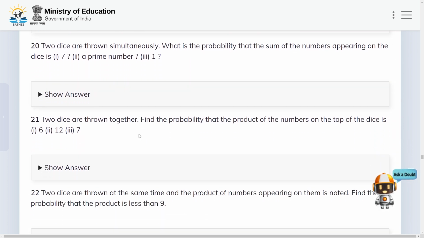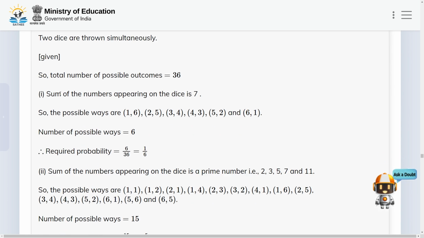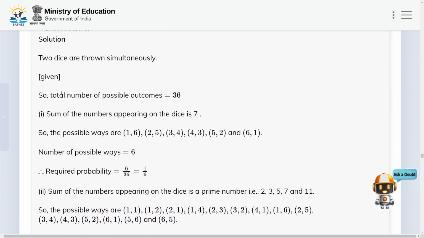So now let us move to the next problem. In the next problem, we have two dice thrown simultaneously, and we ask what is the probability that the sum of the numbers appearing on the dice is 7, a prime number, and 1. So let us see the answer. Here two dice are thrown simultaneously, so the total number of possible outcomes is equal to 36.